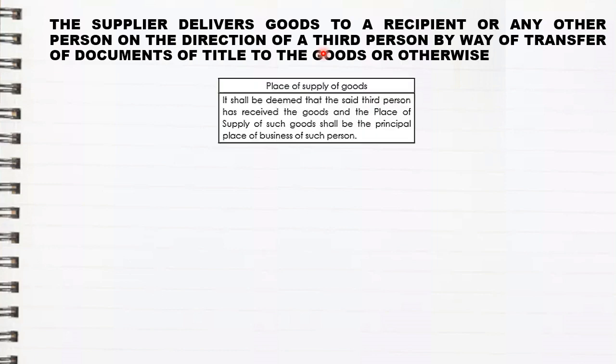Under such condition, the place of supply of goods will be that it shall be deemed that the said third person has received the goods, and the place of supply of such goods shall be the principal place of business of such person. It means if there are three parties involved, the third party, or the party that informs the supplier to deliver goods to some other person, at that time the place of supply will be considered of the third person. To understand that, let us take an example.